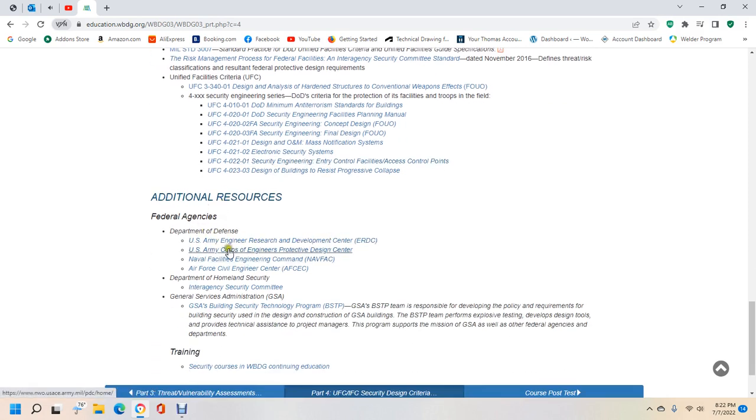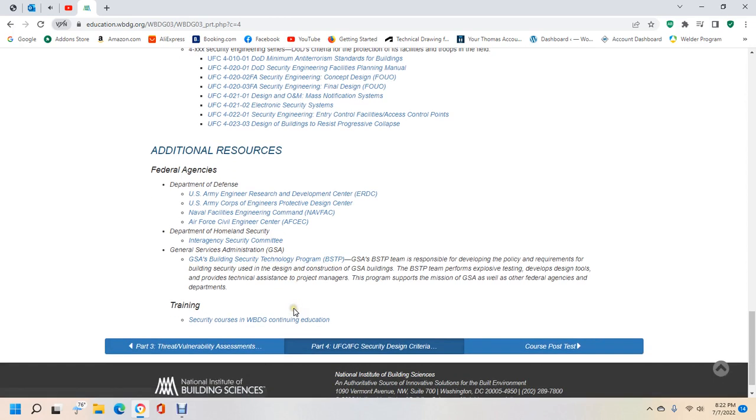Army Research and Development Center, U.S. Army Corps Protective Design Center, Naval Facilities Engineering Command, Air Force Civil Engineer Center, Department of Homeland Security Interagency Security Committee, General Services Administration, Building Security Technology Program, training, and security courses in the Whole Building Design Guide continuing education.